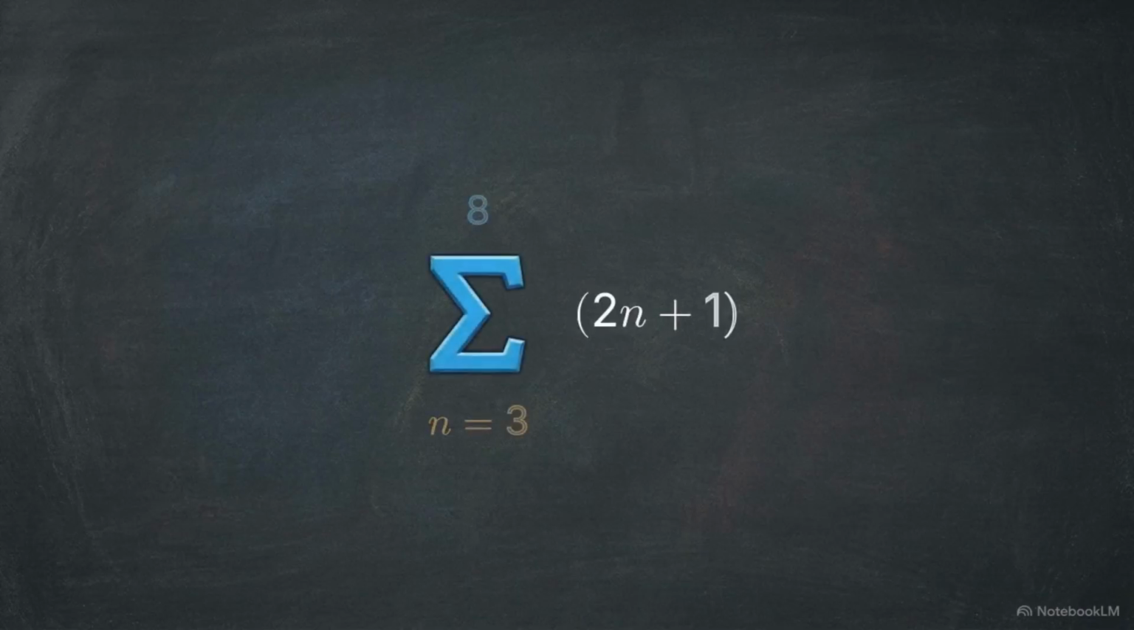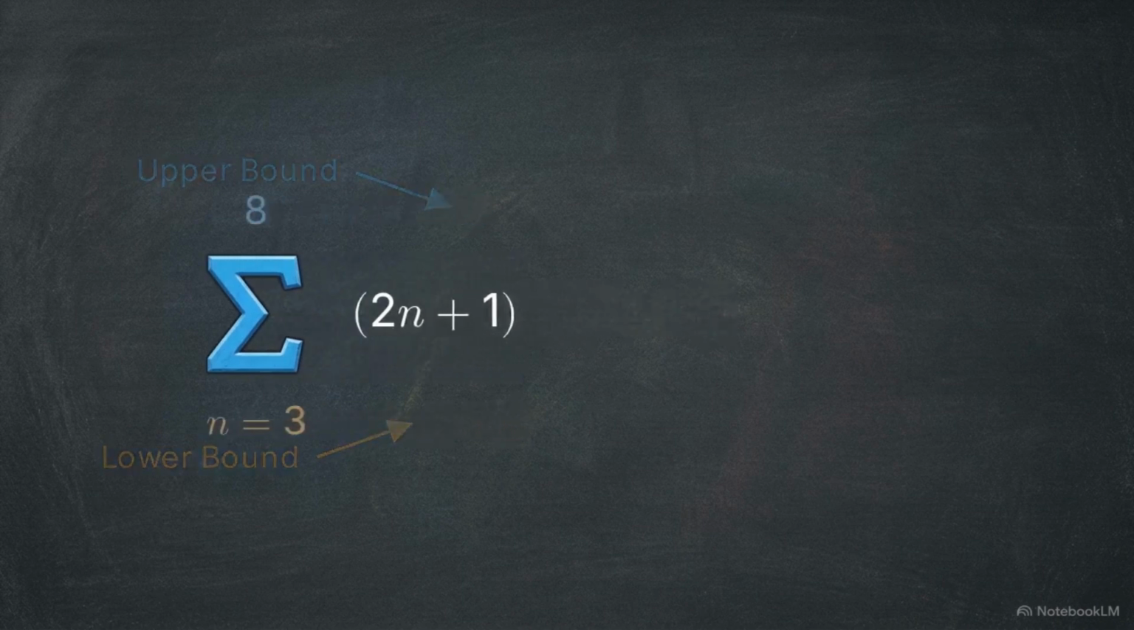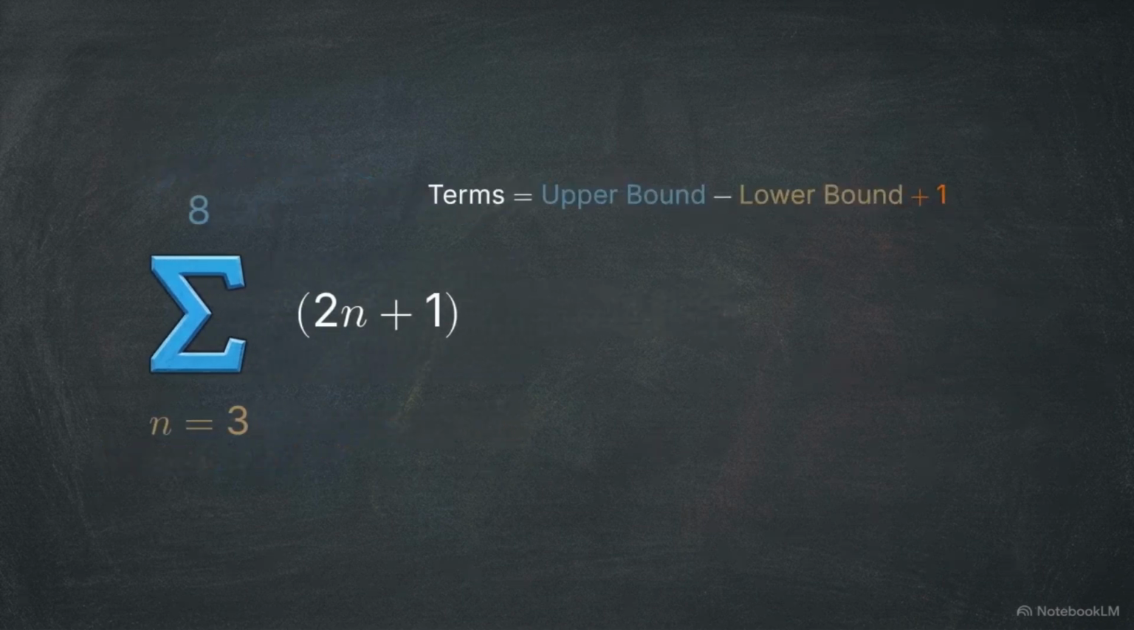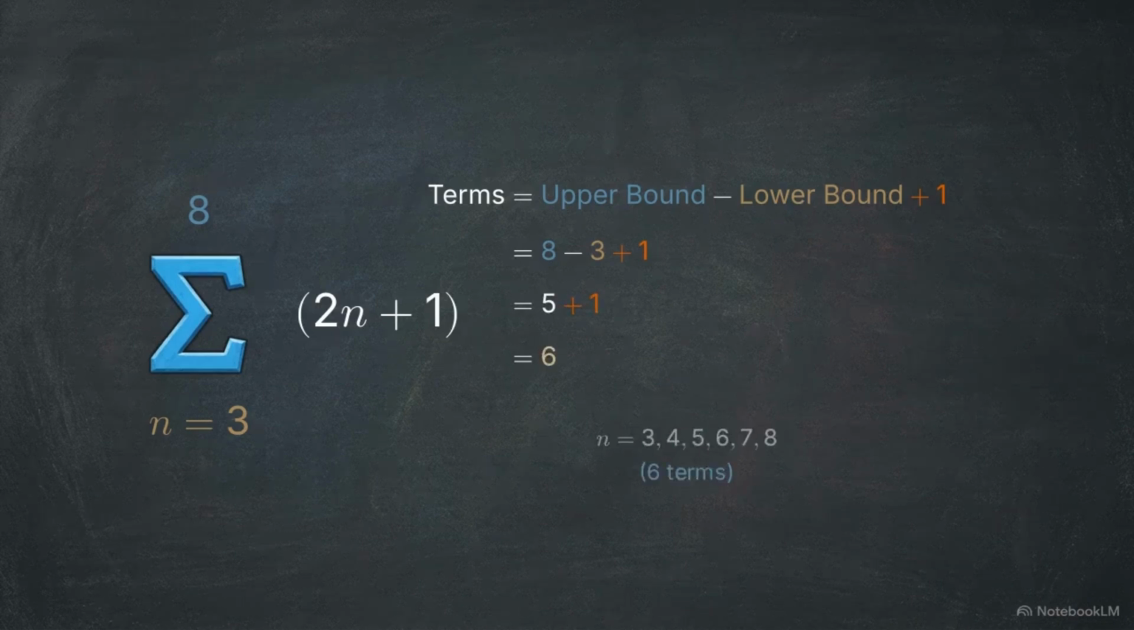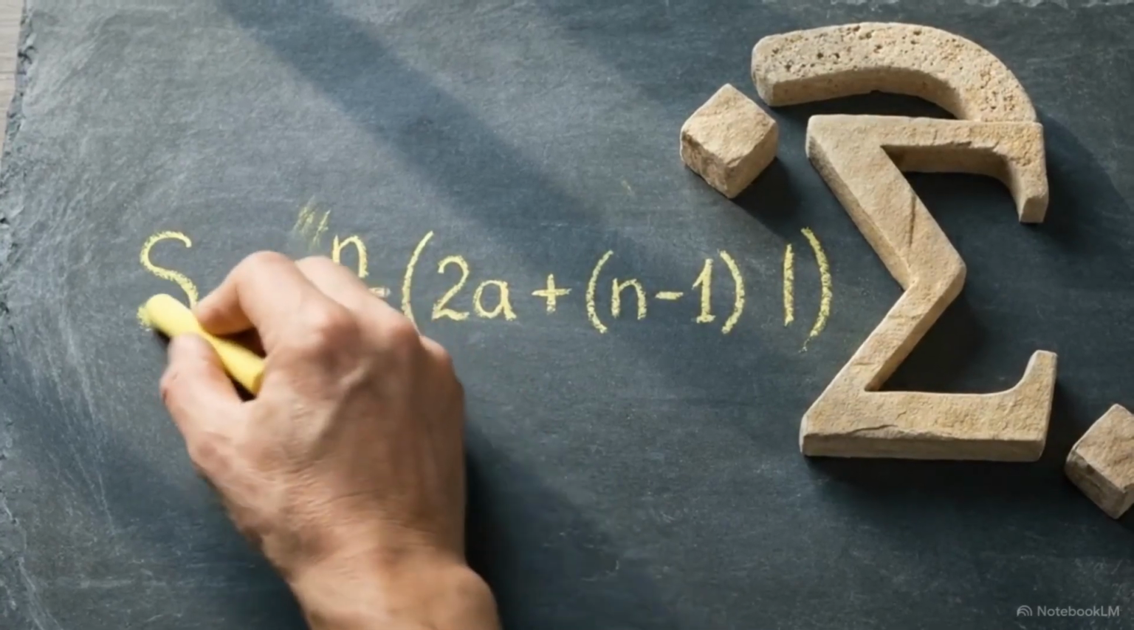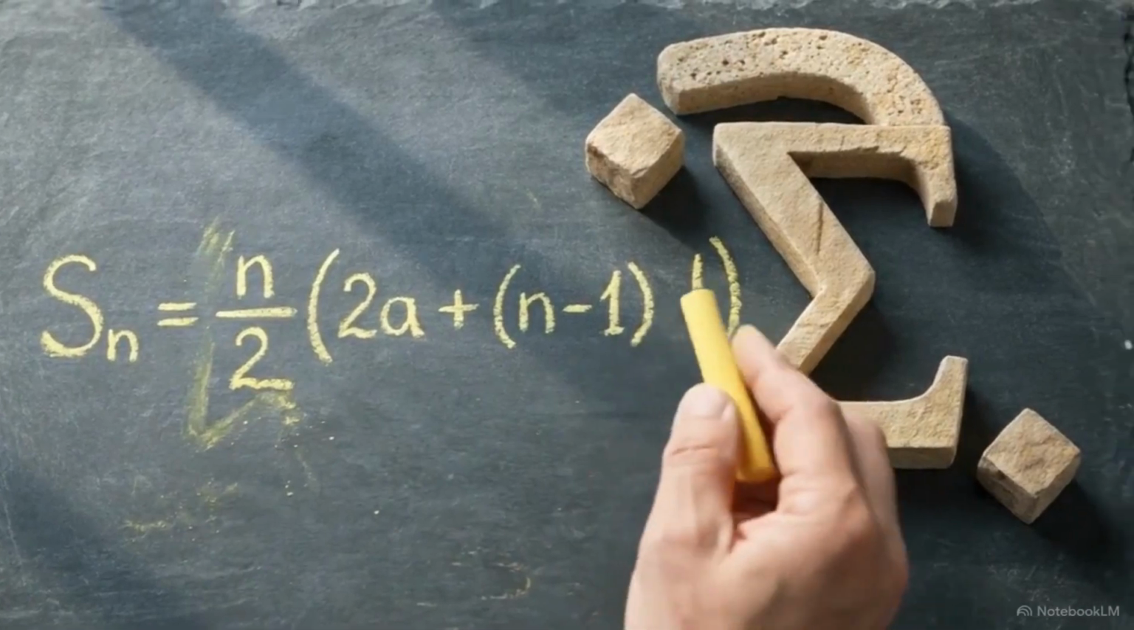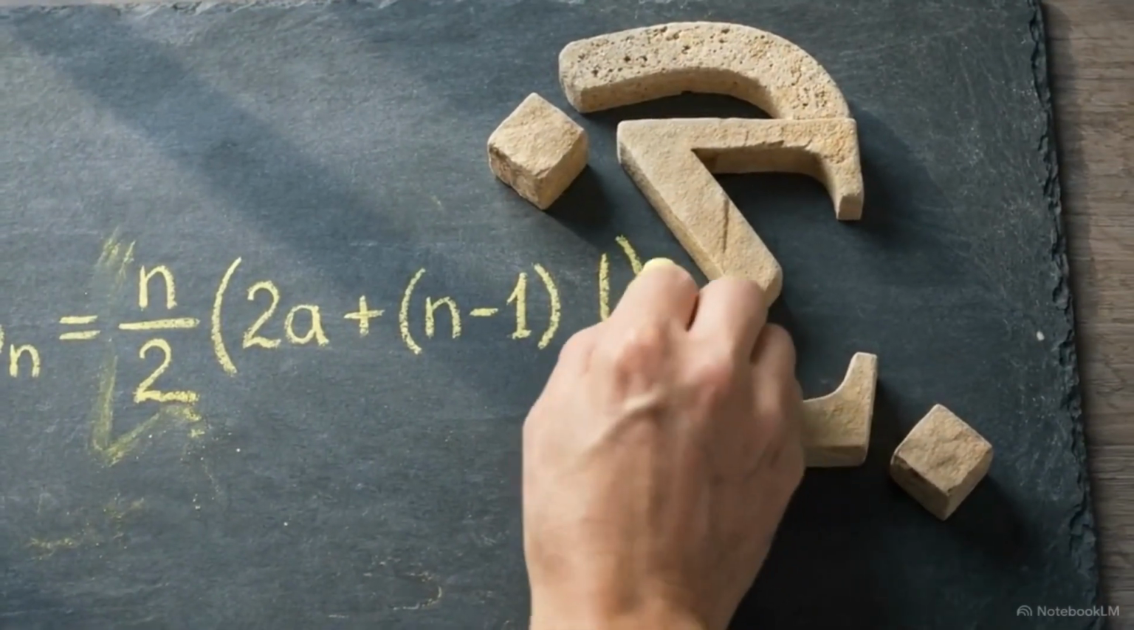Sigma is a shortcut for a sum. The top is the upper bound, the bottom is the lower bound. To count terms, subtract the lower bound from the upper, then add 1. So 8 minus 3 plus 1 equals 6. Once you can translate sigma notation into these basic components, you can select the correct summation formula immediately.